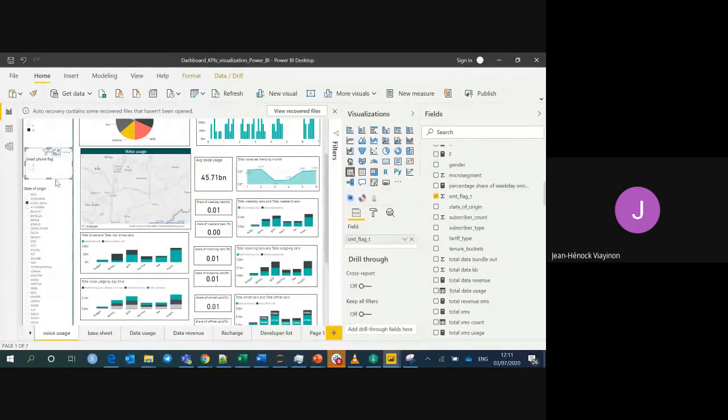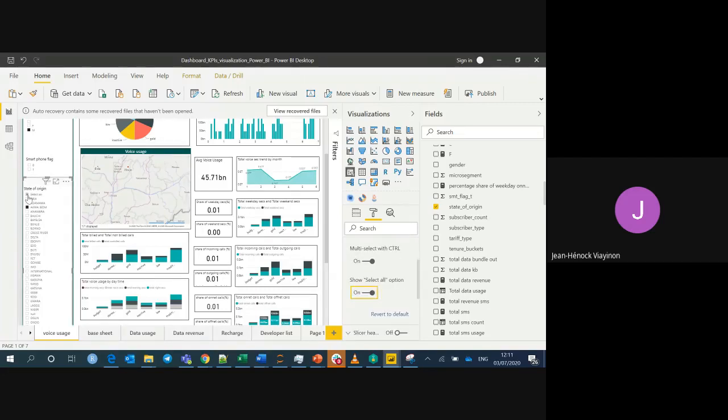So now the state of origin, we also have to bring the select all option, because there is no select all option here. So you just have to click on that. Once it appears in the field here, you just have to go in the format side and scroll down to the selection control, and then turn on the select all option. Then it will appear, and you will select all. Now you will do the same thing for the smartphone flag and the gender also. I think if I have done that, I will do that for the gender.